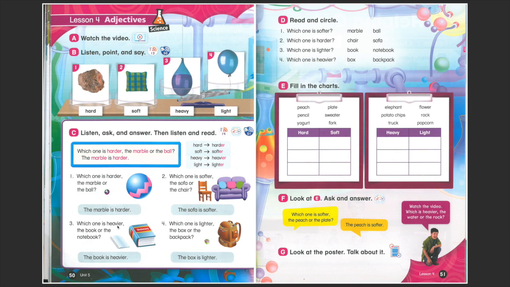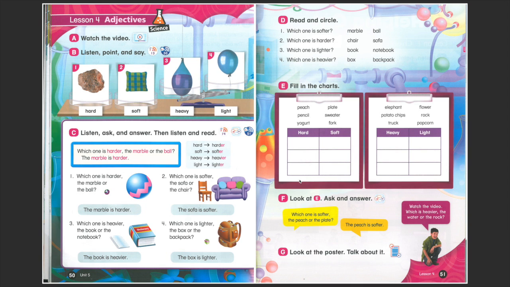Which one is heavier, the book or the notebook? Look at this book. It's a dictionary. It's heavier. The book is heavier. And which one is lighter, the box or the backpack? The box is little, so the box is lighter.